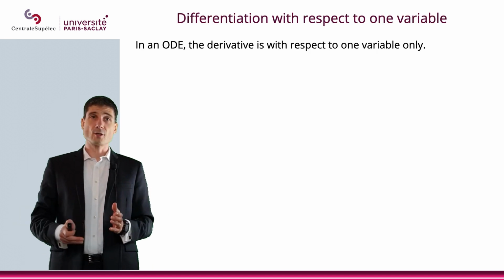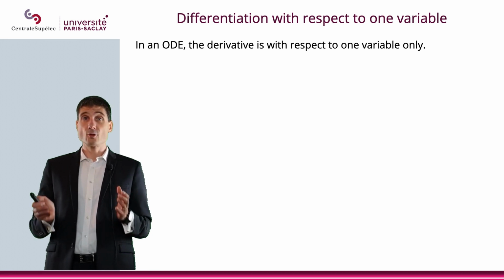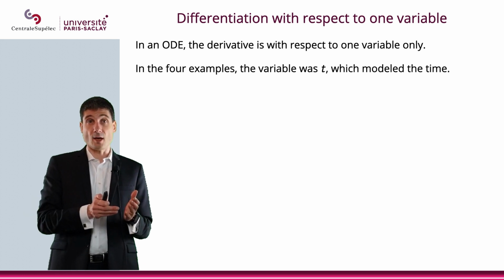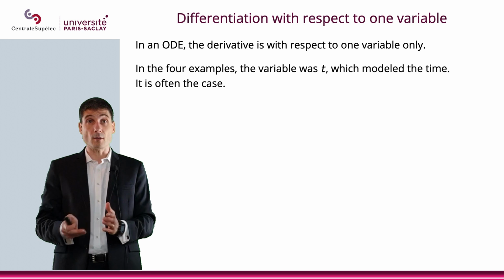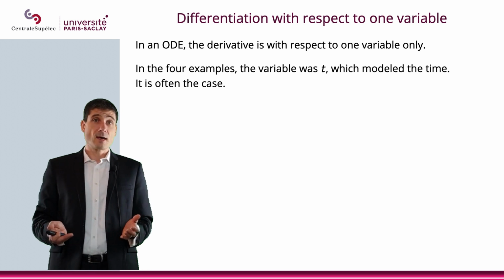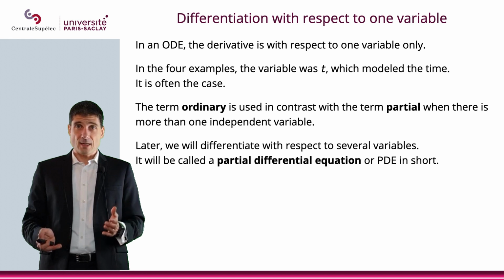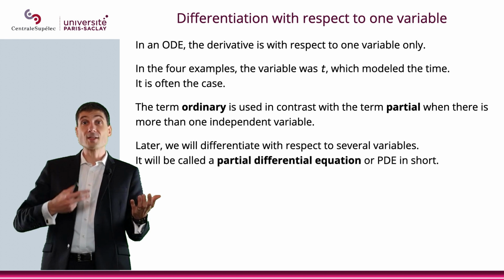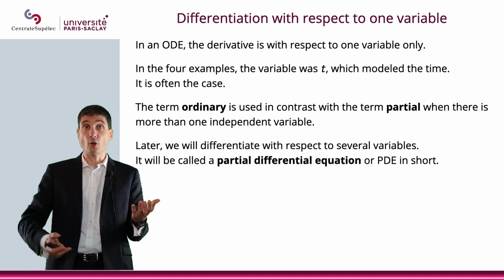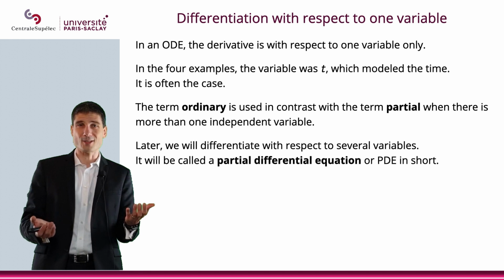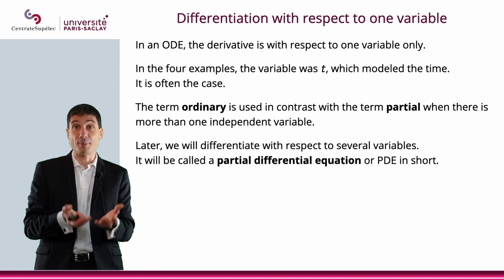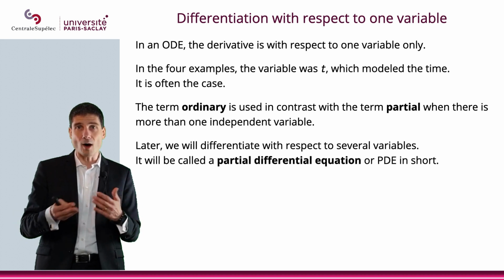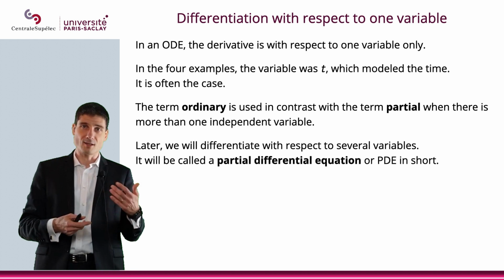In an ordinary differential equation, the derivative is with respect to one variable only. In the examples from the previous video, the variable was t, which modeled time. That's often the case. It's not always the case, but it's often the case. Now, when we have only one variable, it's called ordinary differential equations. But when we have several variables, and that will be the case very soon, it will be called partial differential equations. And obviously, this class is about PDEs, partial differential equations. So starting at the next chapter, we'll start having more than one variable with respect to which we will differentiate.